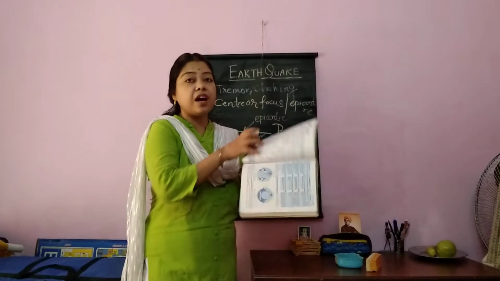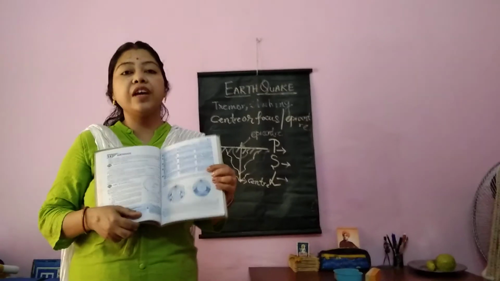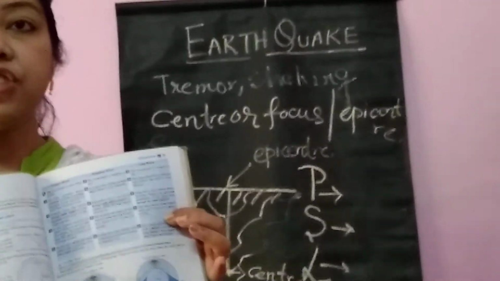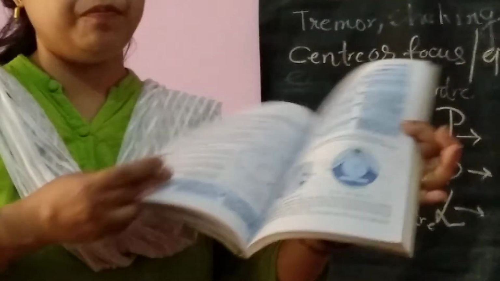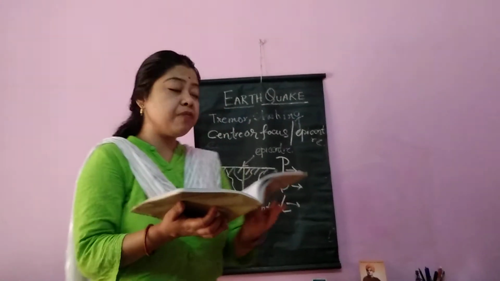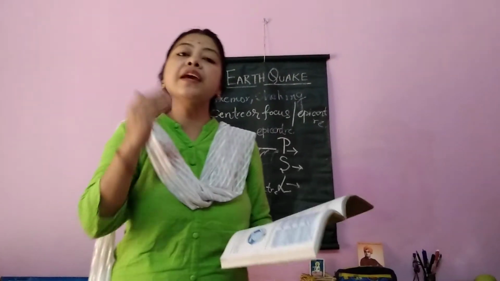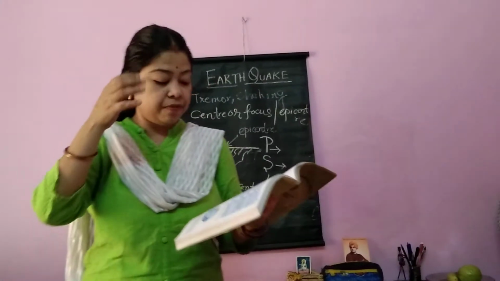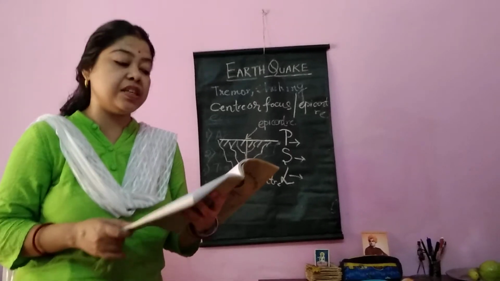Now, see, one chart is there in your book. This chart is very important. Here in this chart, a comparative view of the three seismic waves has been given. So first, the primary wave. The primary wave comes first on the surface of the earth, so it is called primary wave. Next to primary wave is the secondary wave, and the long wave reaches at last, but it is very much destructive.